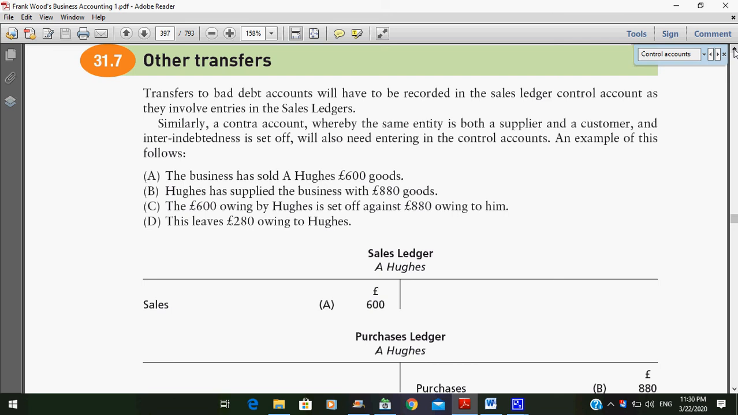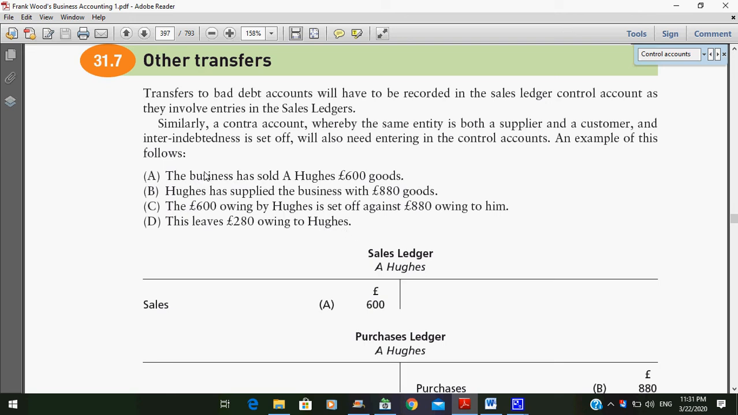Now here's an example of this. The business has sold Hughes 600 pounds of goods. Hughes has also supplied the business with 880 pounds of goods. And so you go: the 600 owing by Hughes is set off against the 880 owing to him. This is 280 owing to you.